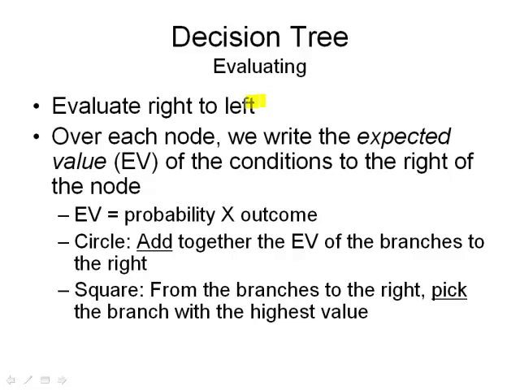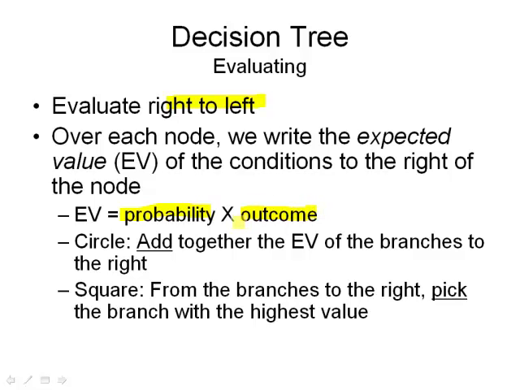When we evaluate the tree from right to left, we'll start over on the right side and move over to the left side. A good way to think about it is that we want to put a dollar figure above each node, and that figure is the expected value of the conditions to the right of the node. Recall that expected value is just a probability times an outcome.